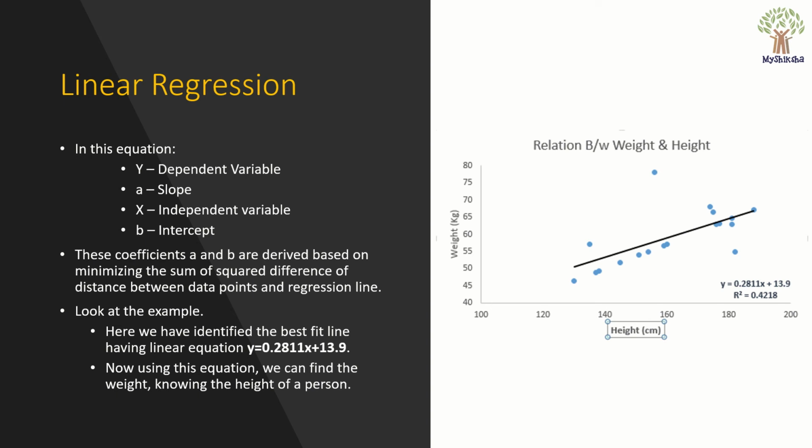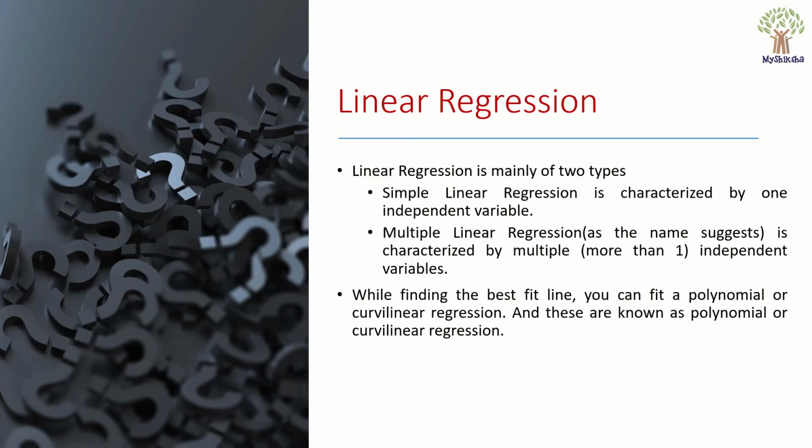So here we have identified the best fit line as y is equal to 0.2811x plus 13.9. Now using this equation, we can actually find the weight knowing the height of the person. That is, weight is equal to y, x is equal to height. So if you know the height of the person, you can compute the weight of the person with the help of this equation. This is how you solve linear regression problems.